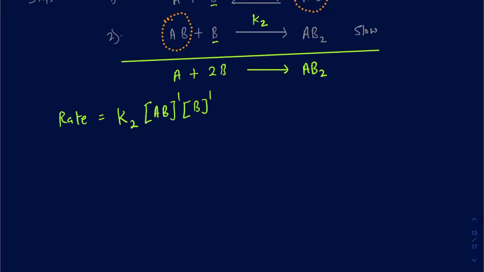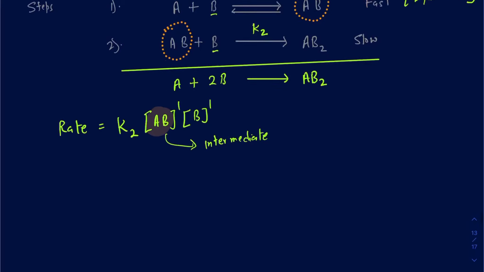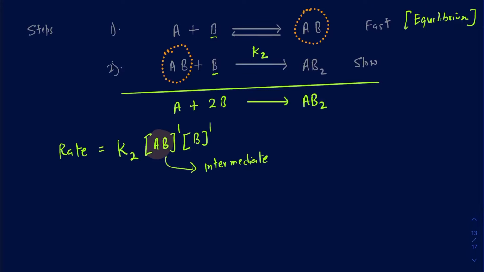Now, what's the problem with this particular rate law expression? Well, we can clearly see that we've got this AB right there, and that's actually an intermediate. So we can't really have an intermediate in the rate law expression. So anytime you have an intermediate, you go back to the previous step to get rid of that intermediate. So your previous step, which is step 1, we know it's in a fast equilibrium step.